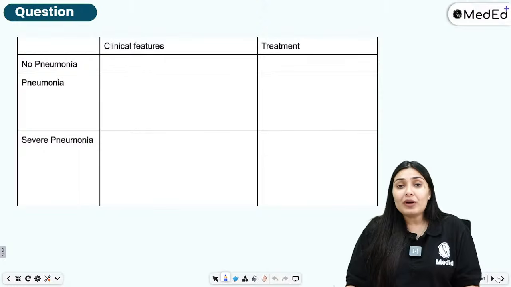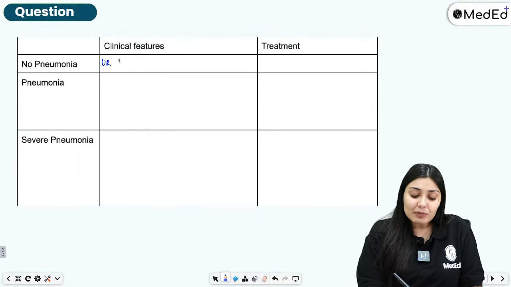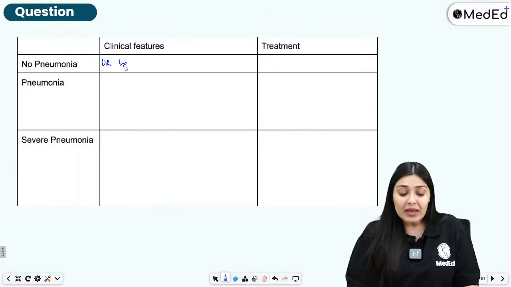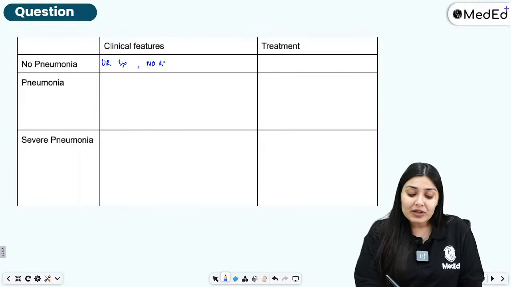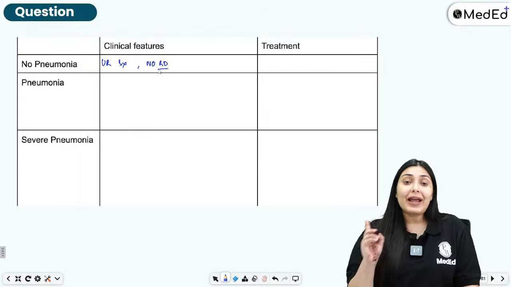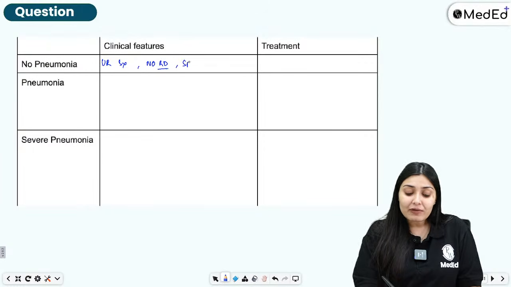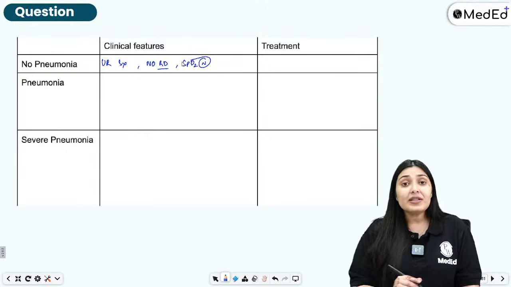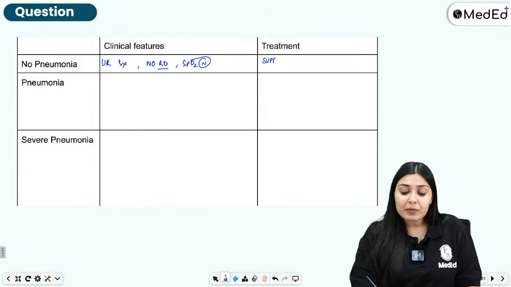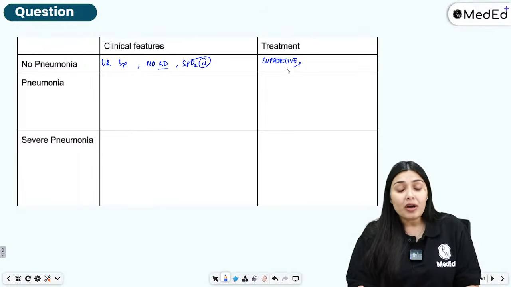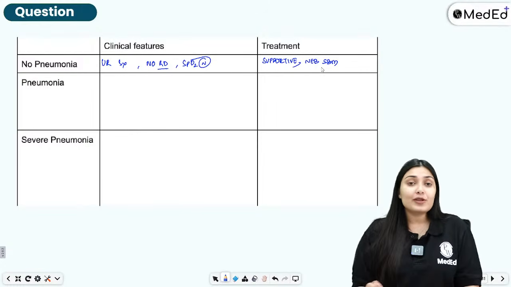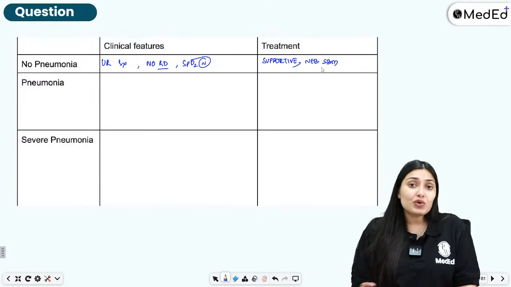So in no pneumonia, what do you see? You just see these upper respiratory symptoms, that is cold, cough, fever. There will be no sign of respiratory distress. That means no tachypnea, no retractions, no chest indrawing, and the saturation here will be normal. This child just needs some soothing treatments. So here we just give supportive treatment. We say give adequate hydration. We can add on nebulization with salbutamol if there is wheeze. That's it. Nothing else to be given. No antibiotic has to be given. This child has no pneumonia.